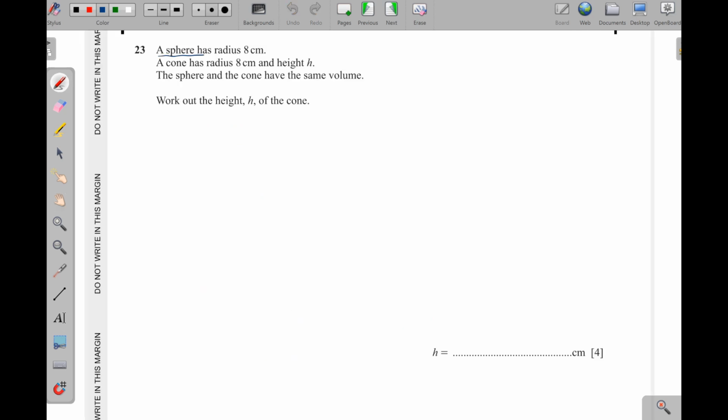Question 23. A sphere has radius 8 centimeters. Okay, so this is the sphere. A sphere, just look at a ball, as simple as that. The radius is 8 centimeters. That is our sphere. And then we have the cone. Cone looks like this. The cone here has a radius of 8 centimeters. And then the height is h. This height here is perpendicular.